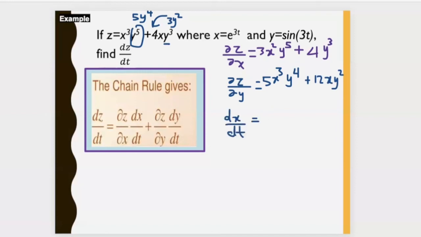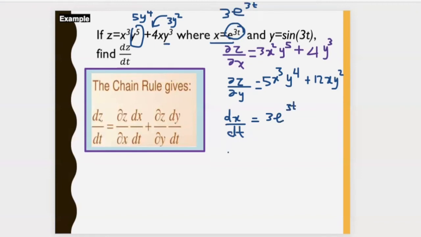Now find the derivative of x with respect to t. And looking at this, I will have to differentiate an exponential function. We differentiate the power to get 3. So we'll have 3e to the 3t. So writing this, I have 3e to the 3t.